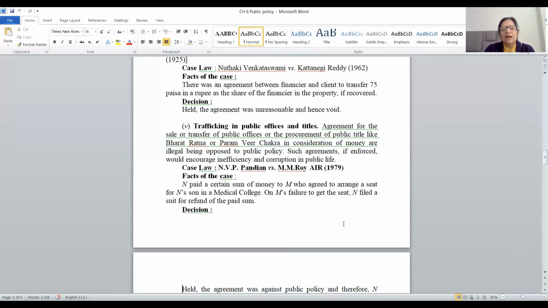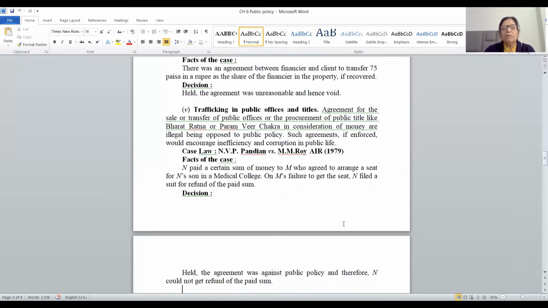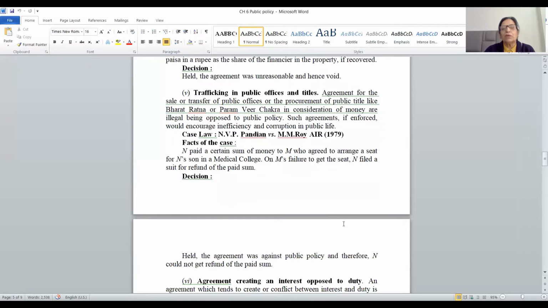These agreements are not valid, they are void. Even the money paid cannot be recovered through the court of law. So wherever there are no paid seats, people should always be aware of the touts.